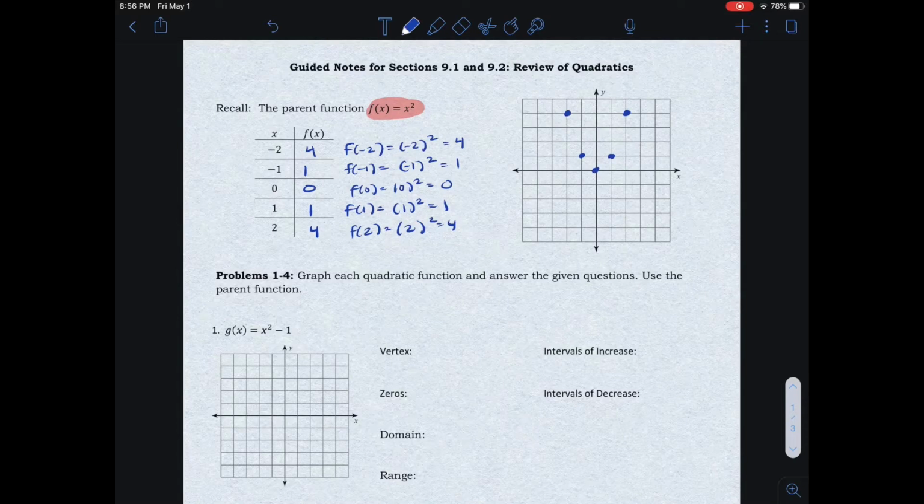And then from there, I'm going to draw my curve. You want to make it U-shaped, right? So you want this part right here to be smooth. It should not look like a V. There shouldn't be any sharp corners. And this is the graph of f of x equals x squared. So what we're going to be doing today is taking this parent function and transforming it to graph functions that are a little more complicated than this.